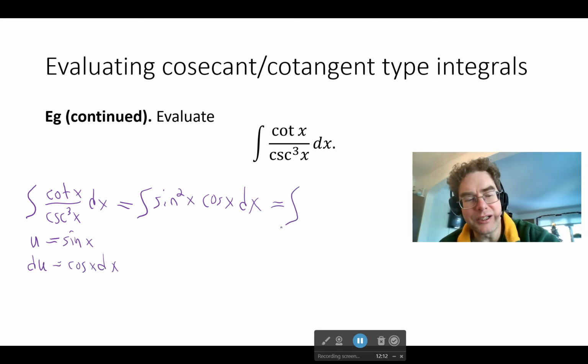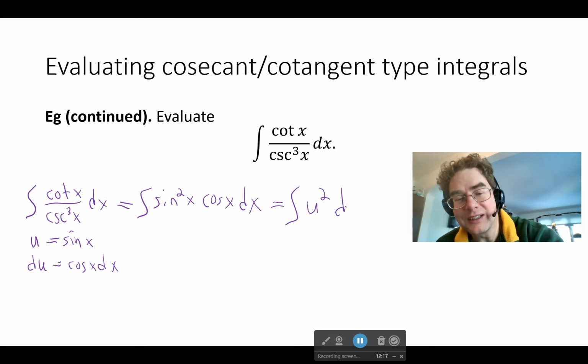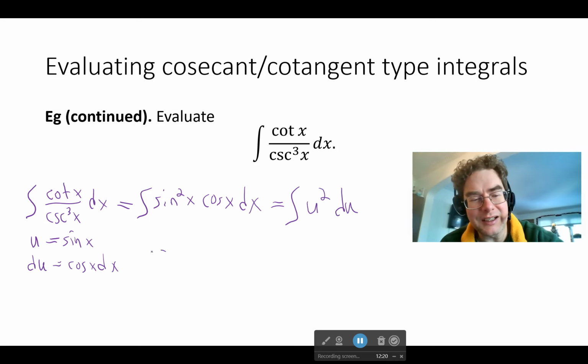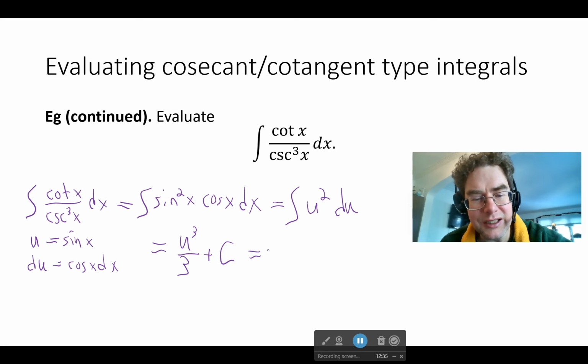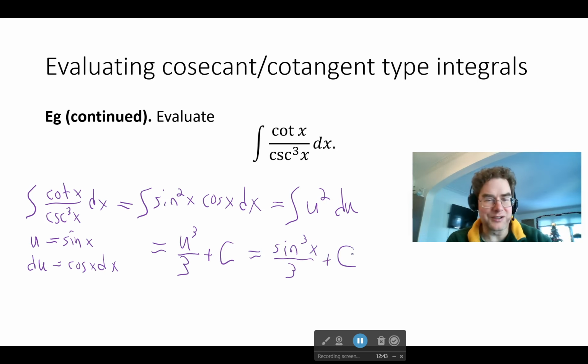Sine squared x will become u squared. Cosine x dx becomes du. All right, now we got an integral that we can do. It fits our power rule formulation. It'll just be u cubed over 3. It's an indefinite integral, so we got to put the plus c. And then we're not quite done yet. We want to put the sine back in there. So let's put this back in as sine cubed x over 3 plus c. And voila. The answer is not in terms of cotangents and cosecants, but that's okay. It's actually probably a little simpler than that, which is great. So there's our answer.